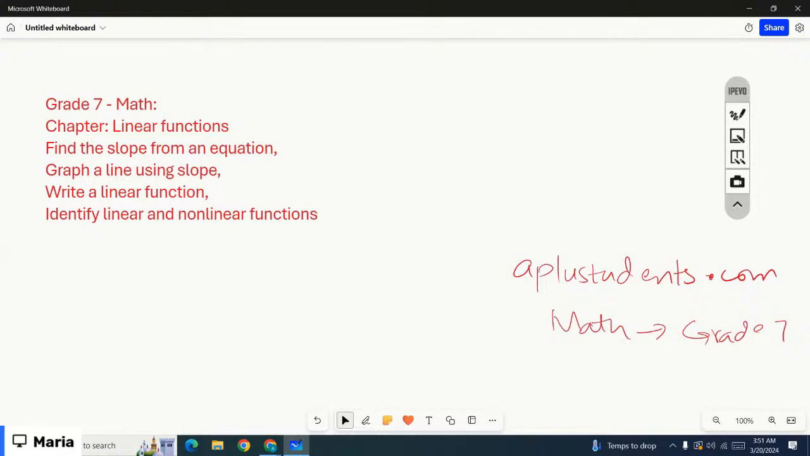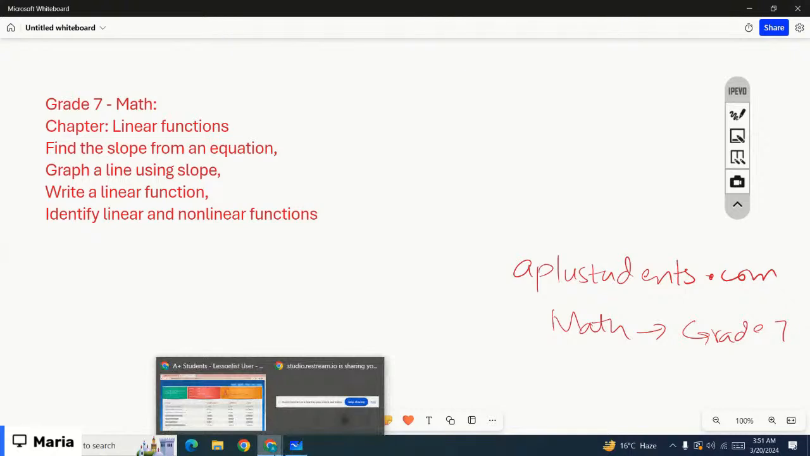We're going to start with the chapter linear functions. The lessons we're going to cover from the chapter are find the slope from an equation, graph a line using slope, write a linear function, and identify linear and non-linear functions. Please make sure you have your notebook and pencil so that you can note down the important examples and definitions as well. So here I'm on grade 7 math.